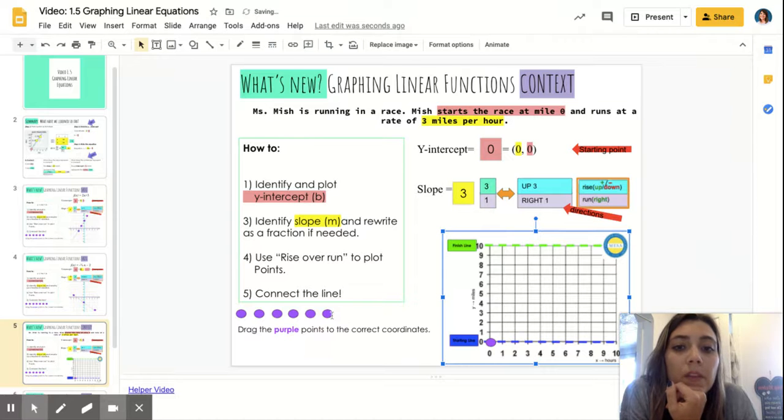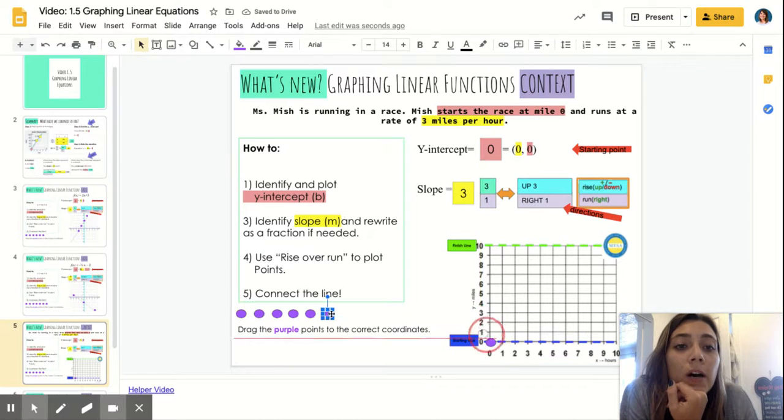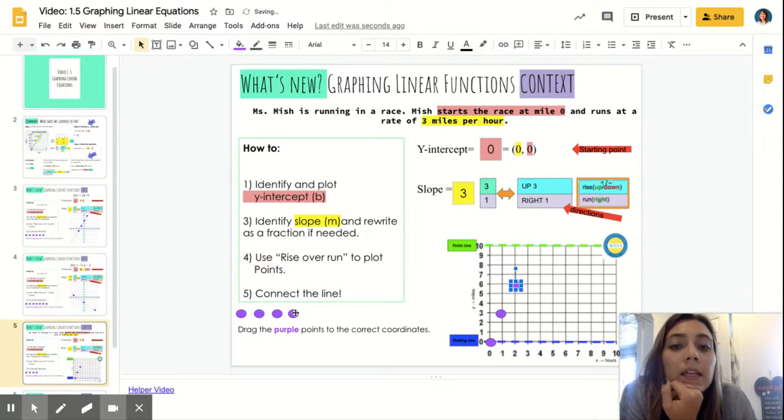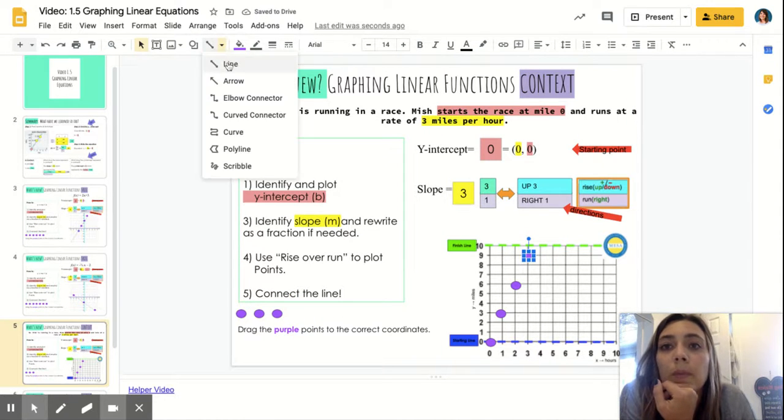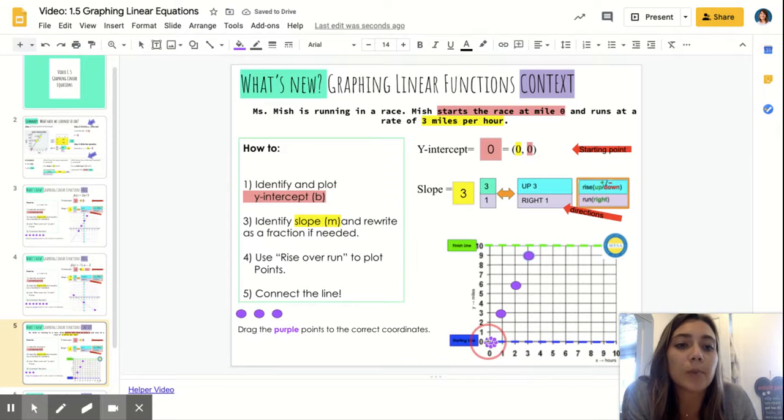There we go. All right, and now I'm going to go up 3, 1, 2, 3, and right 1. Let's do it again. Up 3, 1, 2, 3, right 1. And I can keep continuing if I wanted to. Up 3, right 1. But most importantly, I need to connect my points and go to the edge of the graph.